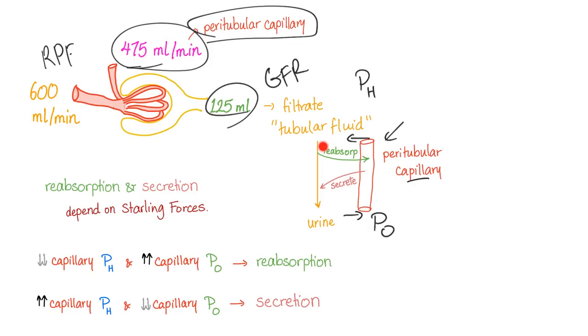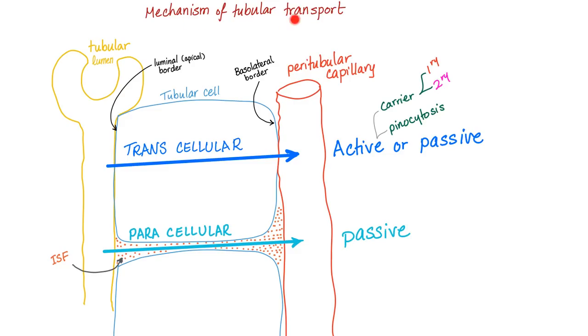This will lead to reabsorption. The fluid is going to go from the tubule to the peritubular capillary because you are capable of pulling. This is called reabsorption. On the other hand, if you increase the peritubular capillary hydrostatic pressure, you can push, but you cannot pull. You'll push the fluid out to the urine, called secretion.